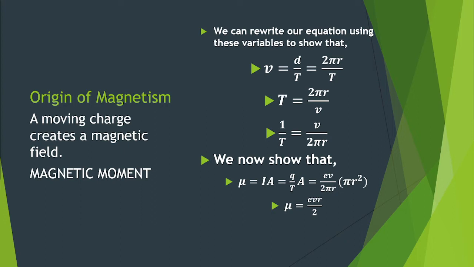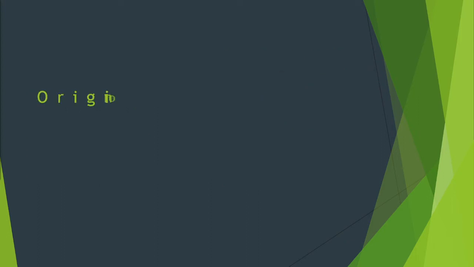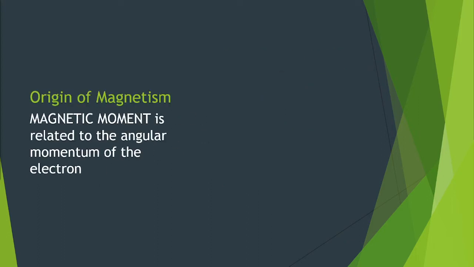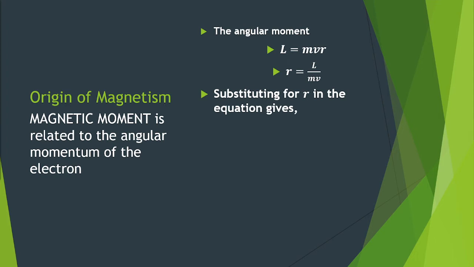We now simplify the equation and find out that the magnetic moment mu is just equal to e times v times r over 2. The magnetic moment is related to the angular momentum of the electron. The angular momentum of the electron is denoted by L. This is equal to the mass of the electron multiplied by the velocity and the radius of the hydrogen atom. We can solve for r. We can see that r is equal to L over m times v. We can substitute this to our formula for the magnetic moment mu, which is equal to e times v times r over 2.